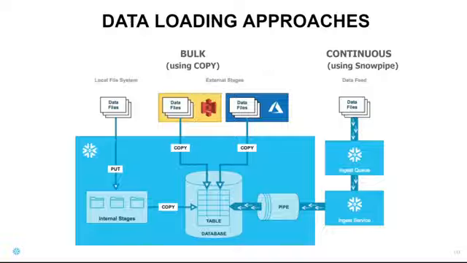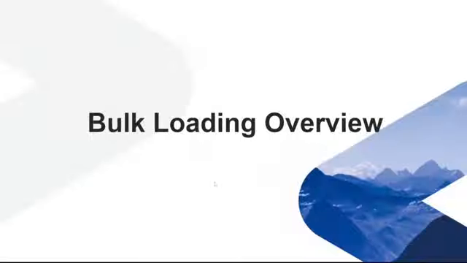The other one is the continuous data loading approach, where we use a Snowpipe to auto ingest the data coming from your external stages through an ingest queue and directly to a table. So these are the two different approaches currently we have in Snowflake to load the data from different stages. Now let's see one by one.